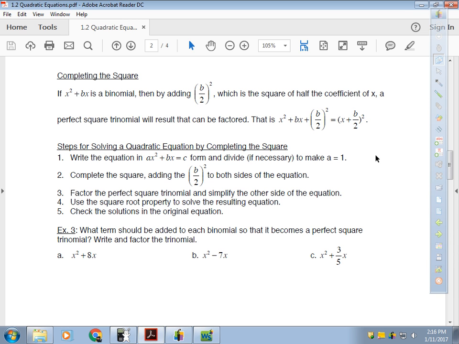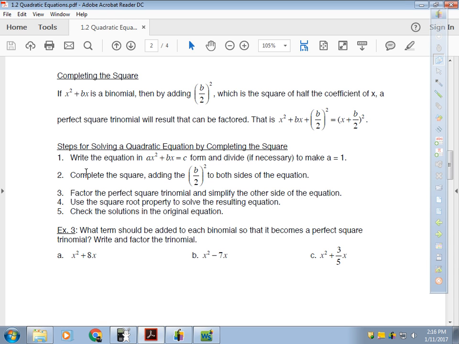So the steps that we use for solving a quadratic equation by the method of completing the square is, we write our equation in the form ax squared plus bx equals c. So we move the constant over to this side, and then divide, if necessary, to make a equal to 1. If this a number is not 1, we just divide everything to make it become 1.